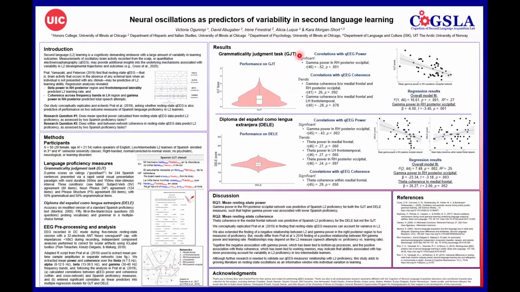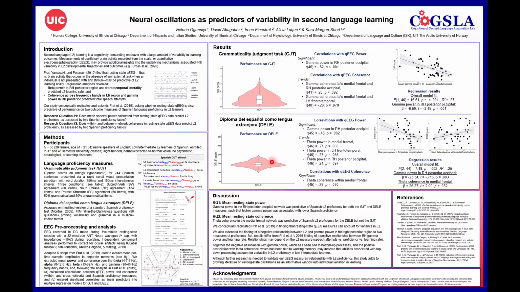For our power correlations, we found one significant negative correlation with GJT performance and gamma power in the right hemispheric posterior occipital network. For our coherence correlations, none of our correlations reached statistical significance. This scatter plot displays the negative correlation found with gamma, which was entered as the sole predictor in our regression model for the GJT. With the regression analysis, we found that the model explained 27% of the variance in scores. Additionally, gamma power in the right hemispheric posterior occipital network independently predicted GJT performance.